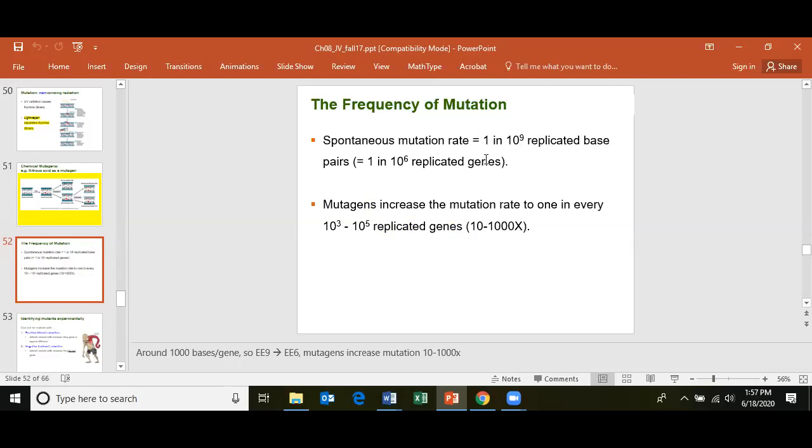Okay, so we're going to say that spontaneous mutation happens at about 1 base in 10 to the 9th replicated bases. Now, a gene on average has about 1,000 bases, so that's why we say that one gene in a million, when they're replicated, will be mutated. Any question about any of that?